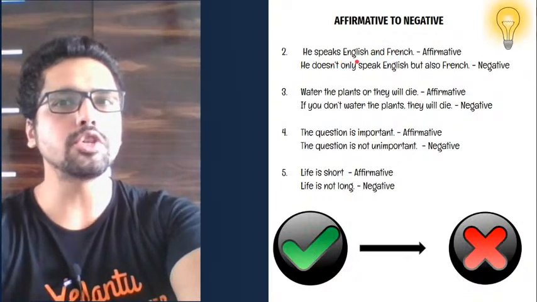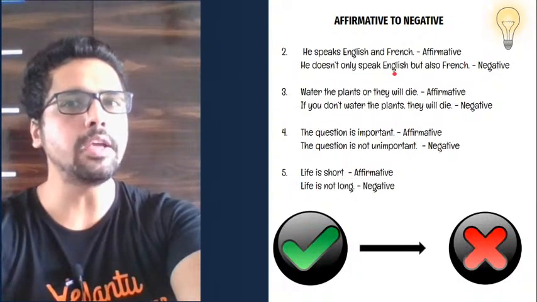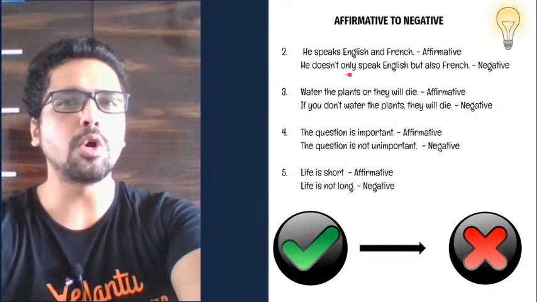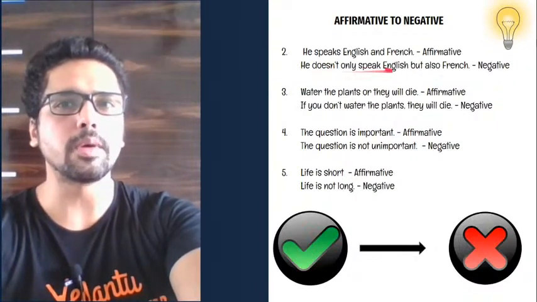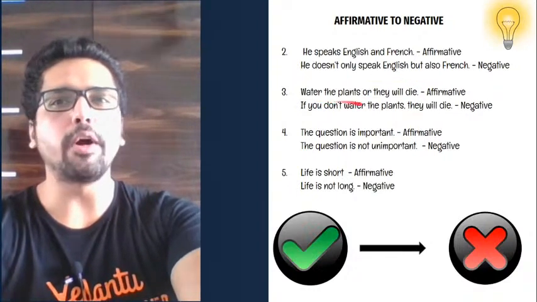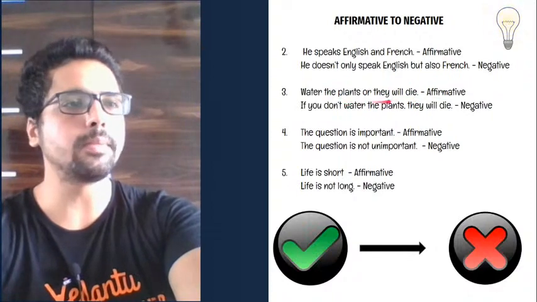He speaks English and French. This is affirmative. So I'm saying he does not only speak English, but also French. So I'm using this not only but also formation. Not only but also. Water the plants or they will die. This is affirmative. There is no negation here.